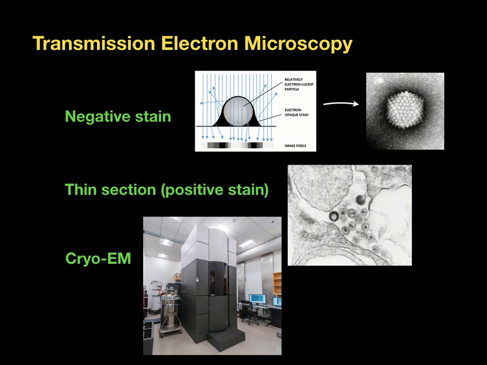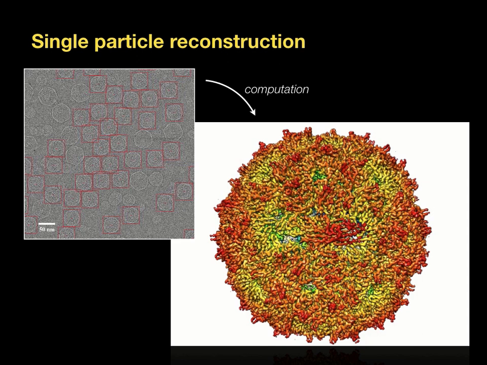So how can we get a model of the structure of the virus just by getting these bidimensional images? Well, we can do single particle reconstruction. So if we have a sample and we have a big number of these bidimensional images, we can pile them on top of each other, and then we can use computational tools to build the three-dimensional structure of the virus.